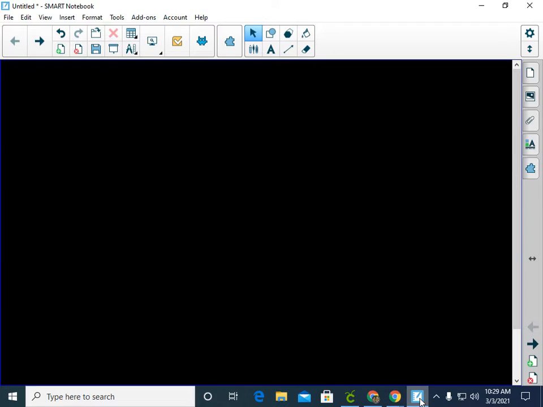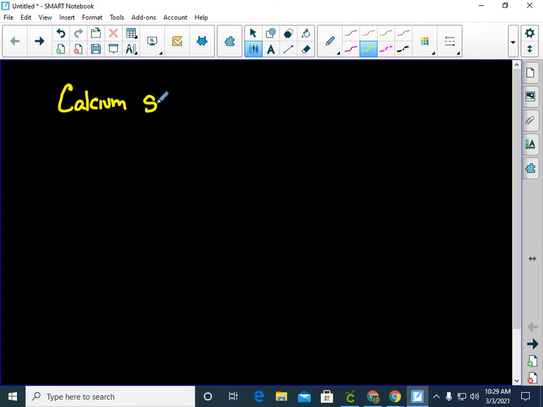So we're going to start with one that is very simple. I'm going to make it up as I go along here, but I'm going to give it to you in words. So I'm going to say like calcium sulfate and aluminum fluoride. So these are my reactants.